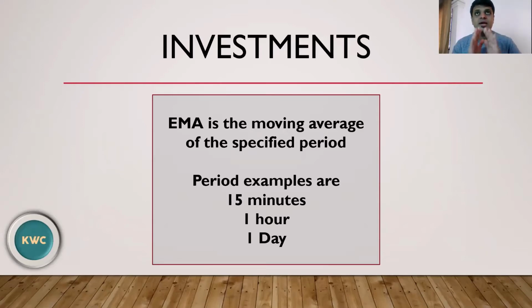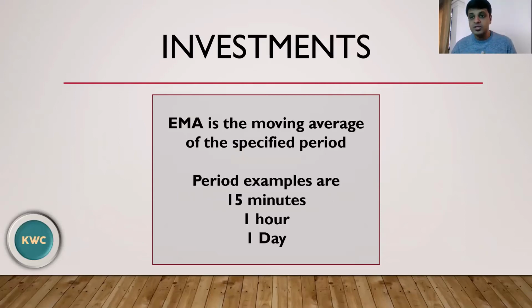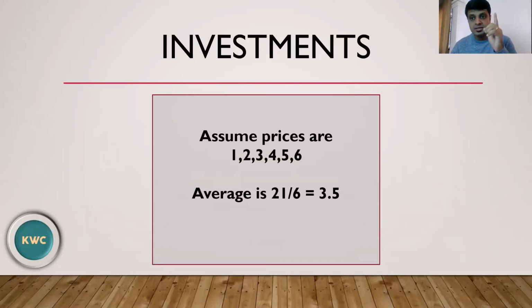Now the moving average is the average of the specified period. For example, if my chart is showing a 1-day chart, the moving average is based on 1 day. Every day is one separate element. In the set, each element is one day's price. If it is 15 minutes, each element in the set is of 15 minutes: 15:10, 15:10, 30:10, 45:11, and so on.